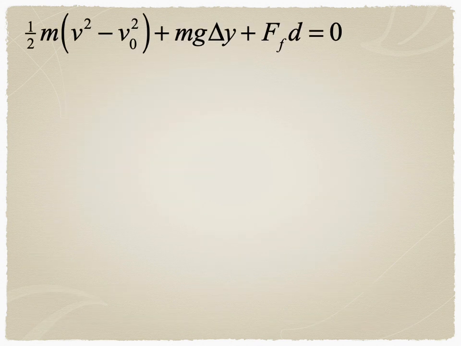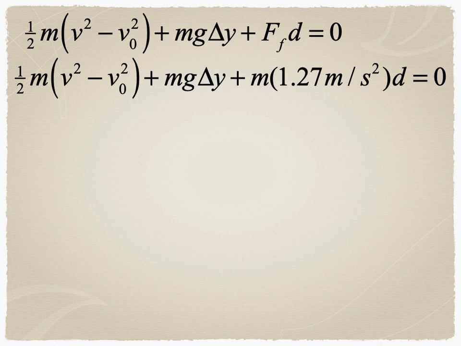Okay, so we're going to continue on. So we have our equation. We've got 1/2 m (v squared minus v naught squared) plus m g change in y plus force of friction times distance equals 0. So we'll start filling in some of the information we have. On the previous page, we came up with our force of friction, so we'll substitute that in.